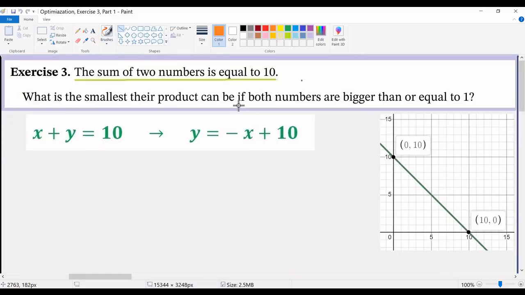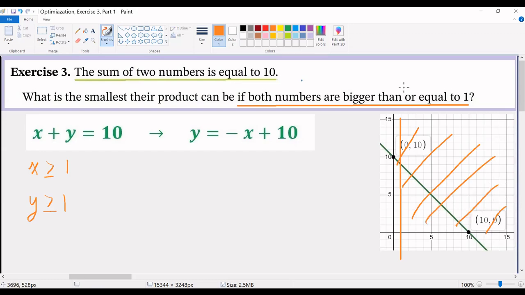Next, we'll look at if both the numbers are bigger than or equal to 1. We're going to set x is greater than or equal to 1, and we're going to set y is greater than or equal to 1. In the graph, we will have a vertical line at x is 1 shaded to the right to represent x is greater than or equal to 1. We'll have a horizontal line shaded above to represent y is greater than or equal to 1.